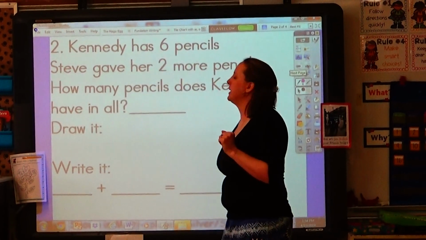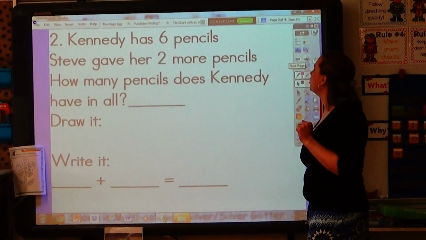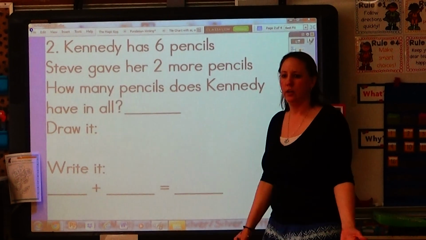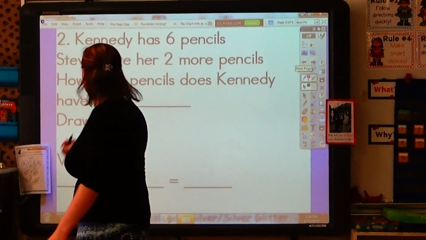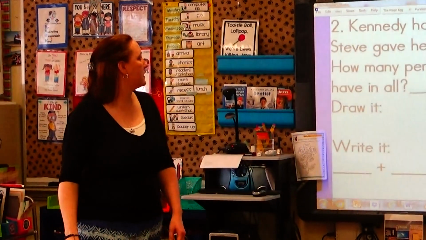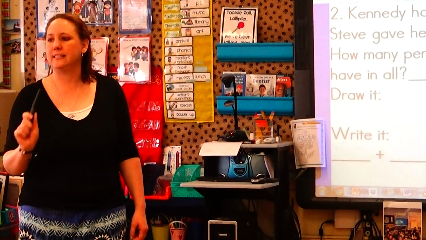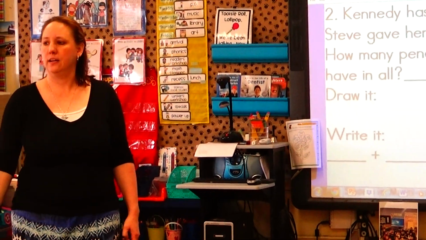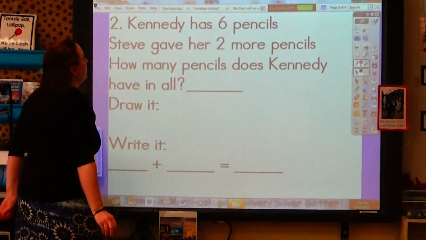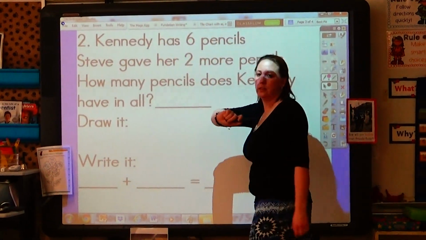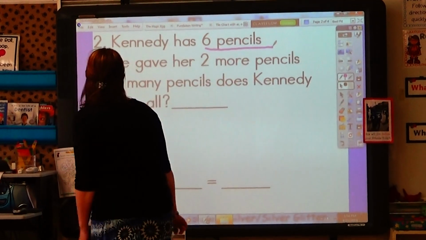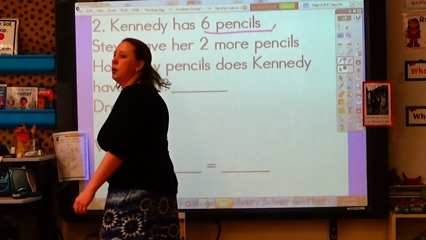Kennedy has 6 pencils. Steve gave her 2 more pencils. How many pencils does Kennedy have in all? For this question, we're going to underline, we're going to circle, and then we're going to use pennies. We're going to count with our pennies to see how many pencils Kennedy has. So let's look at what we need to underline. Kennedy has 6 pencils. You are right. Thank you. Next time, raise your hand. Steve gave her 2 more pencils.